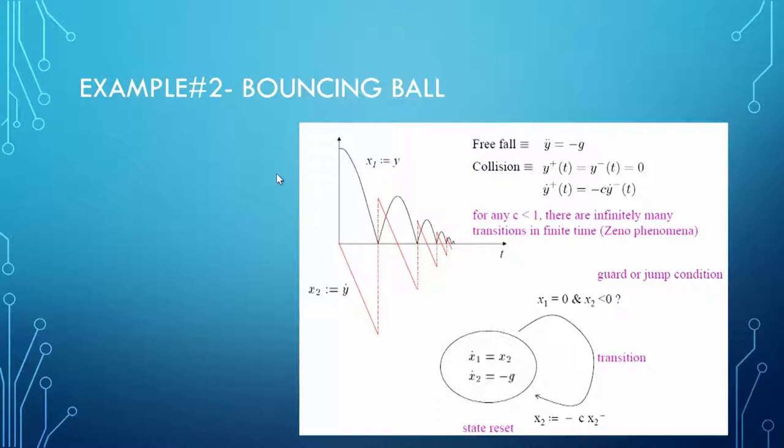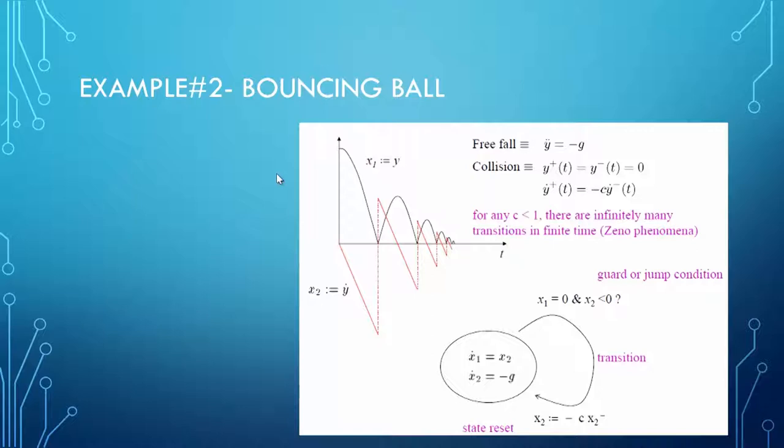So the equation or the dynamics of the ball is y double dot equal to minus g. So y double dot is the acceleration, right? Because the only force in the system is gravity. Okay. So the dynamics, the state is continuous all the way until it hits the ground.